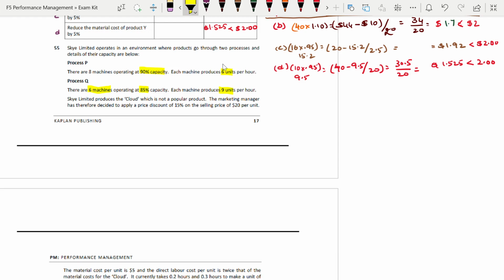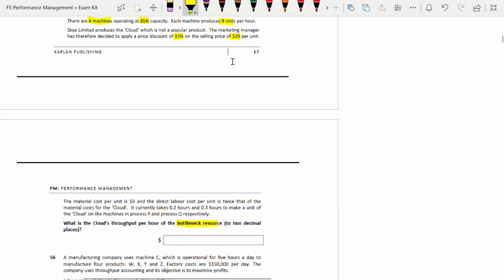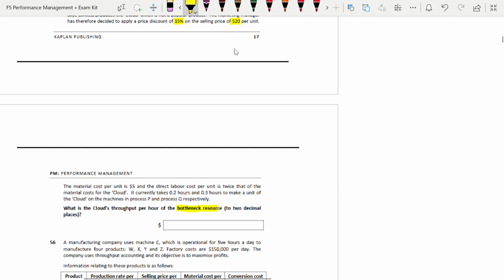Sky Limited produces the Cloud, which is not a popular product. The manager has therefore decided to apply a discount of 15% on the price of 20. The material cost is 5. The labor cost is twice the material cost. Twice means multiply by 2. It currently takes 0.2 hours and 0.3 hours to make a unit of Cloud. What is the throughput per hour of the bottleneck?